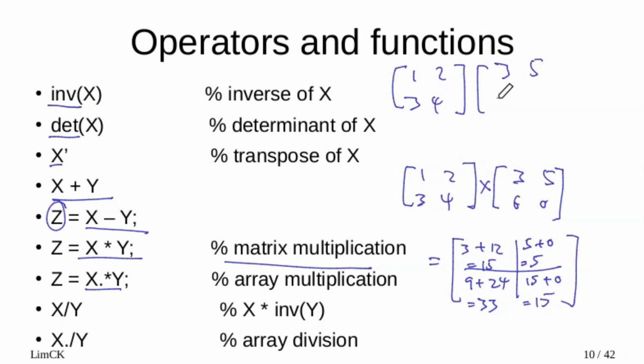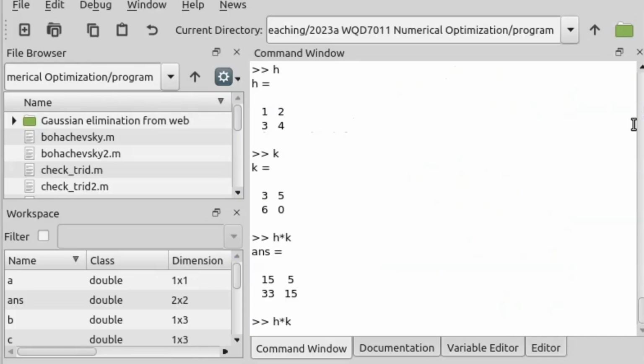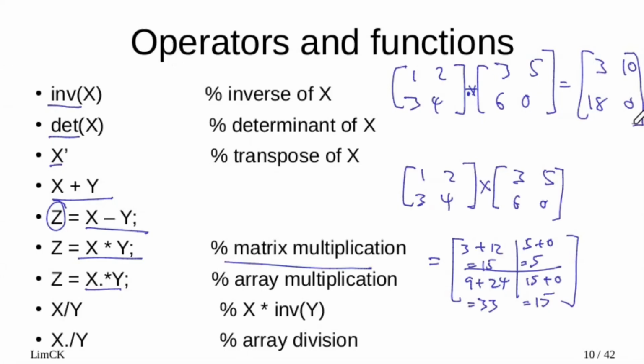But for the other one, the element wise multiplication is this one: 1 2 3 4 and 3 5 6 0. If you use this dot multiplication, the dot version, what you do is you multiply element to element. 1 to 3 only, you get 3. 2 to 5 only, you get 10. 3 to 6, you get 18. 4 to 0, you get 0. So this is the dot version. Dot multiply, this is what you get: 3 10 18 0. So this is the element wise multiplication with the dot one.